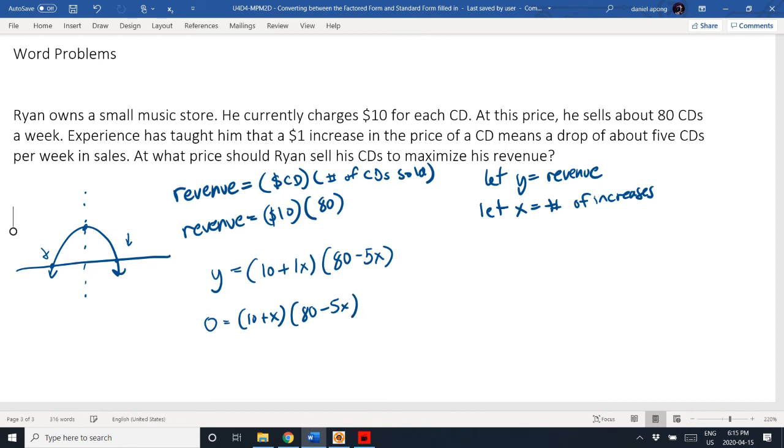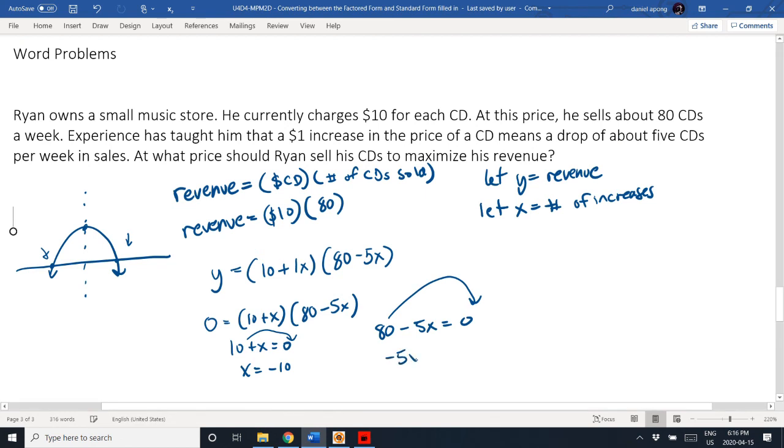Now we have to find our X values that would make both of these factor brackets true. So 10 plus X is equal to 0, and 80 minus 5X is equal to 0. And so we're just going to solve for what X would be in both of these cases. This one's easy, we just move to the other side. X is equal to negative 10. And for this one, we're going to move the 80 over to the other side. So we have negative 5X is equal to negative 80. Then let's solve for that. We're going to divide this side by negative 5 and this side by negative 5. And we're going to get an X value here of 16.